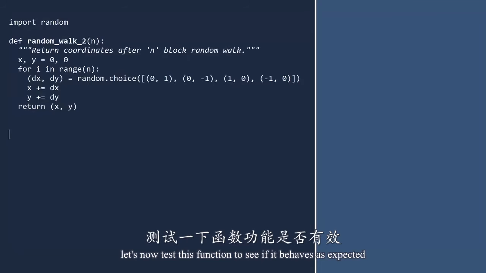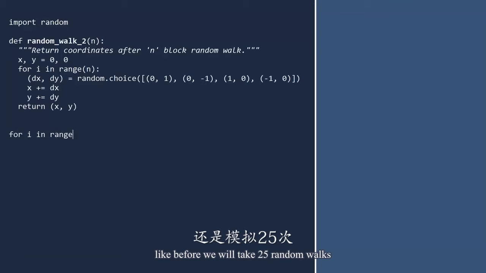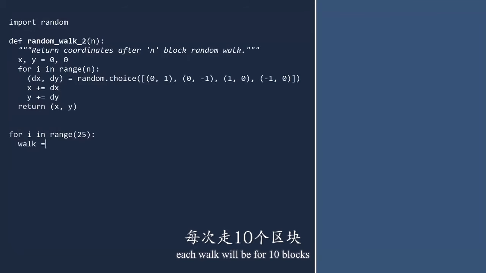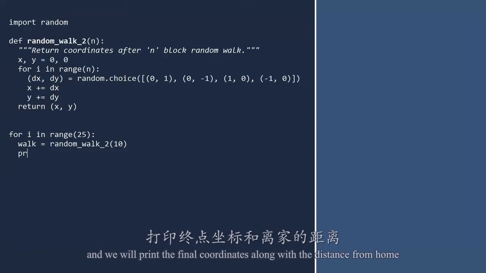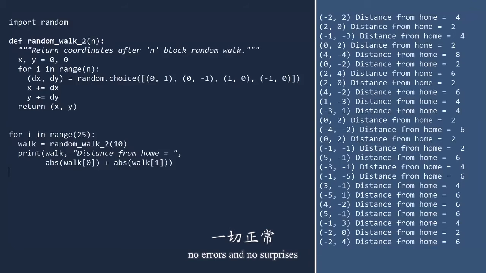Let's now test this function to see if it behaves as expected. Like before, we will take 25 random walks. Each walk will be for 10 blocks. And we will print the final coordinates along with the distance from home. Run. No errors and no surprises.